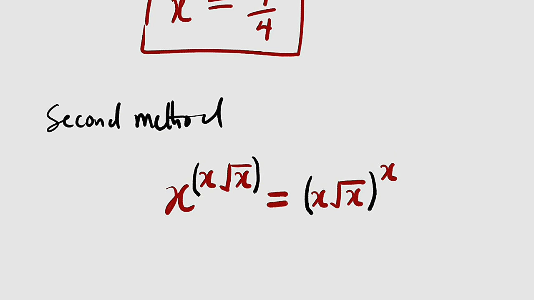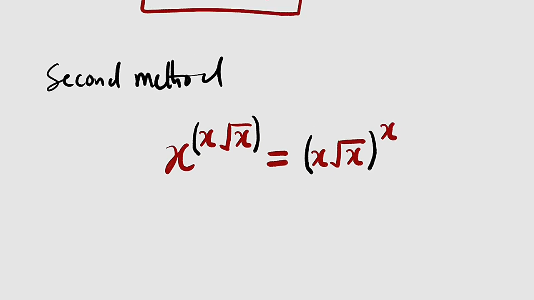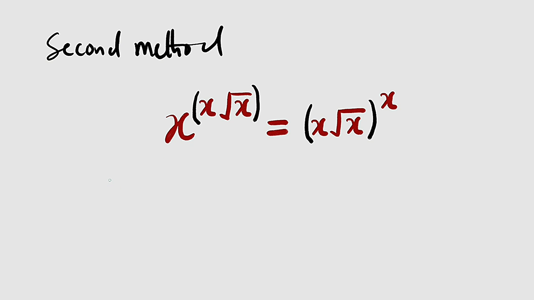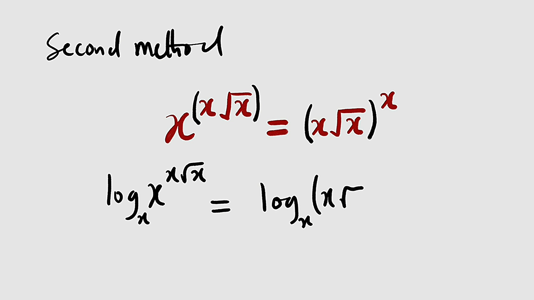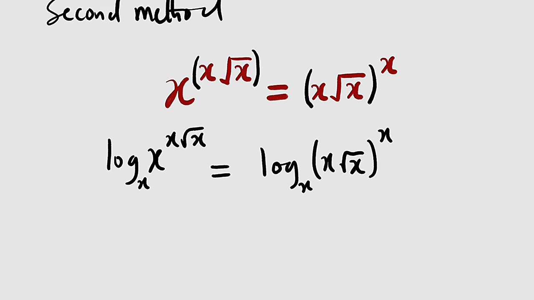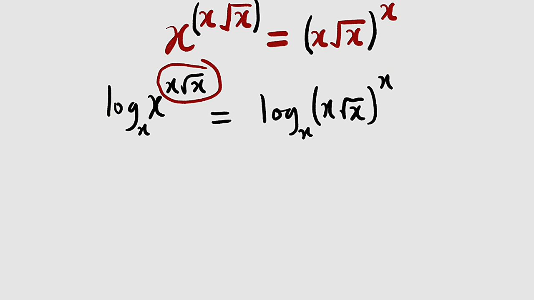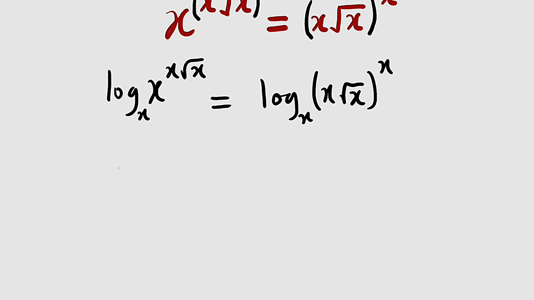Let me take log to the base x, because we know x is not equal to 0. So I can say that take log to base x of both sides. We have to do it to the other side as well. Applying one of the laws of logarithm, this power directly can drop down to multiply. So we have x root x to the left hand side multiplied by log of x base x, which we know is equal to 1.